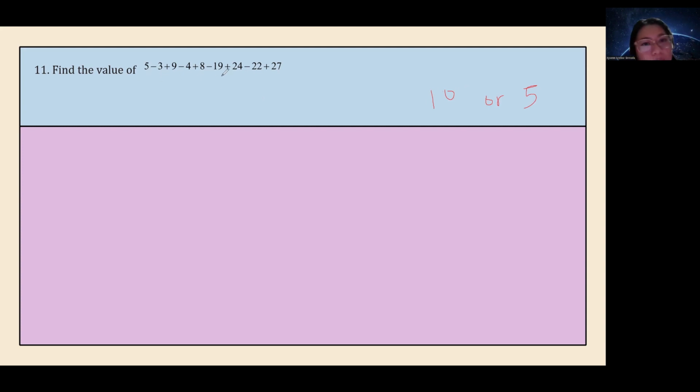Now let's try to look at our numbers, okay? Oh, here, if we subtract 9 minus 4 first, we get 5. How about if we subtract 22 from 27? We can interchange this one, right? So that becomes 27 minus 22. It's still 5. Okay, let's try to look for another pair. How about this one? 24 minus 19. Okay, so again, we can interchange these numbers. So that becomes 24 minus 19. It's still 5.